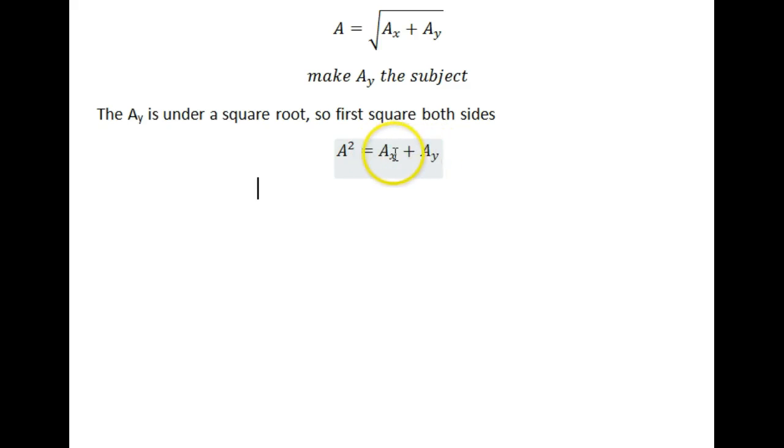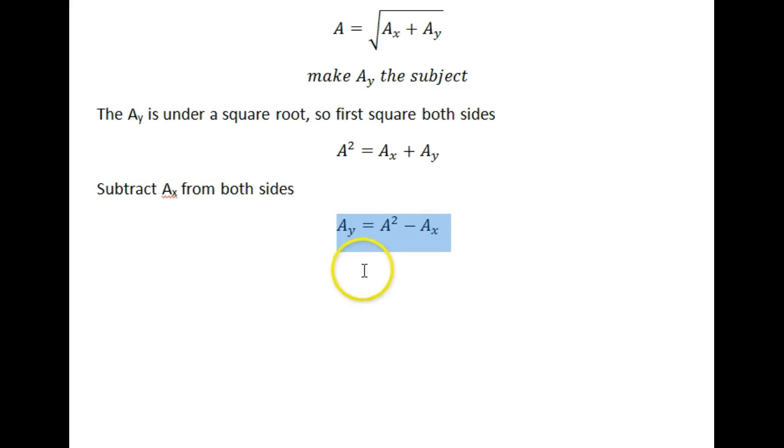All we've got to do is take away ax from both sides, and we're going to flip it over so that the ay is on the left. So the rearranged formula is ay equals a squared minus ax.